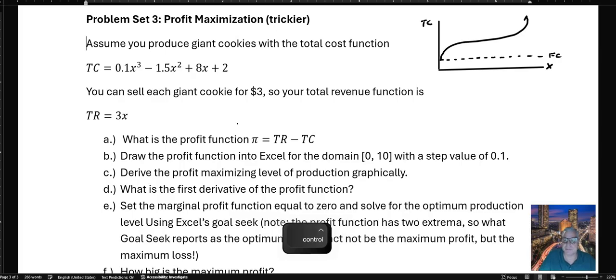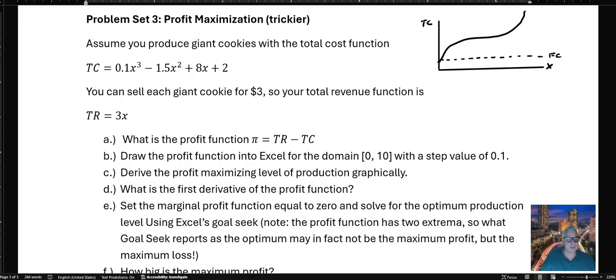Well, maybe that's a little bit too extreme. Let's do it again. Okay, let's try it again. Okay, maybe that looks a little bit better. So this is what a typical cost function looks like.